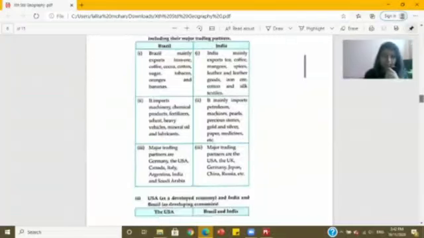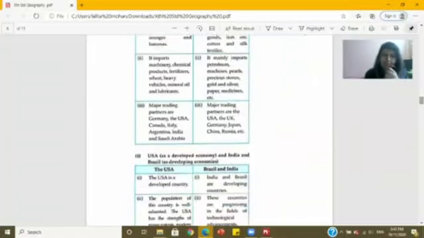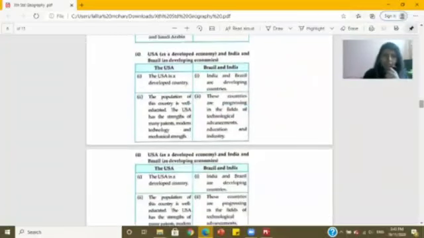The third point for Brazil, major trading partners are Germany, the USA, Canada, Italy, Argentina, India, and Saudi Arabia. And the major trading partners for India are the USA, the UK, Germany, Japan, China, and Russia. Fourth, distinguish, we are comparing USA as a developed economy with India and Brazil as developing economies.